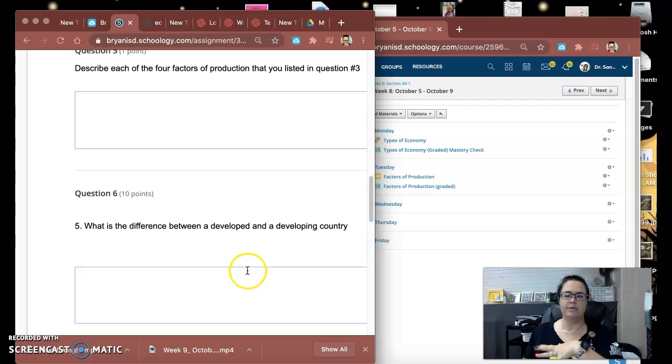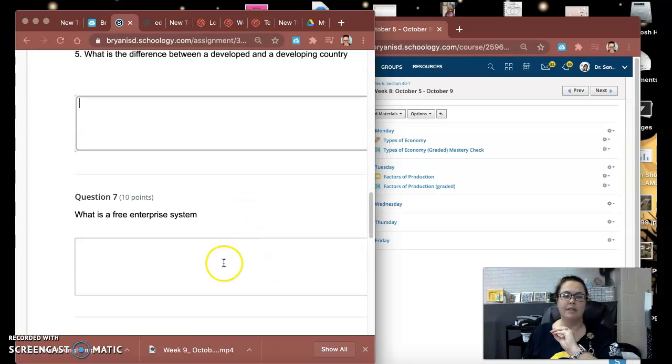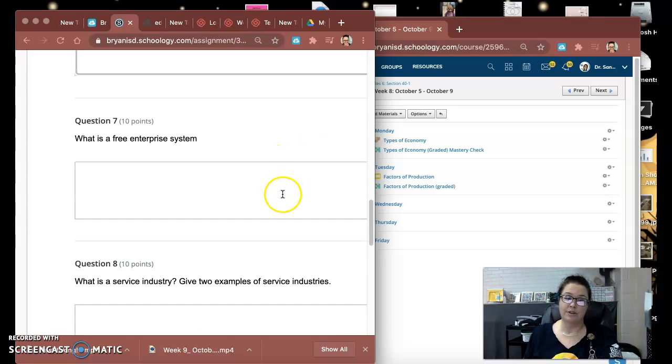I'm here for you. I know it's confusing and it can be kind of stressful, but you got this. You can do this. And please do not put one little sentence. What is a free enterprise system? You should be able to answer that. This question right here, what is the difference between a developed and a developing country? Please do not put a 3-word sentence. You need to explain these, and you need to be able to explain them in detail. The more you can explain, the better you're going to do on your test.